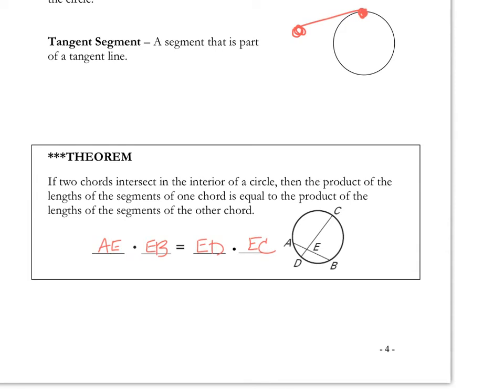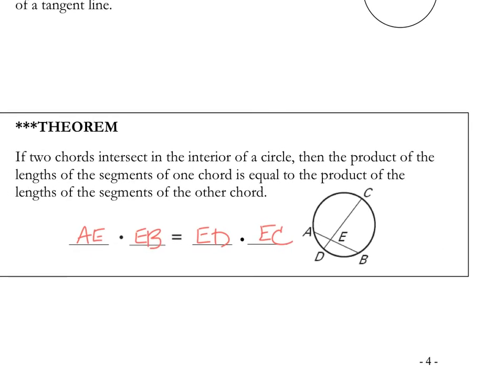All right, so when it's inside a circle, it's going to be part times part equals part times part. So this is where your segments of a chord come into play. So this one segment and this one segment.